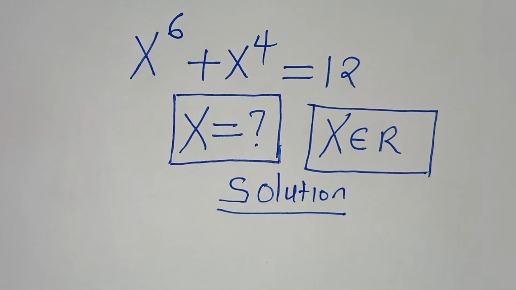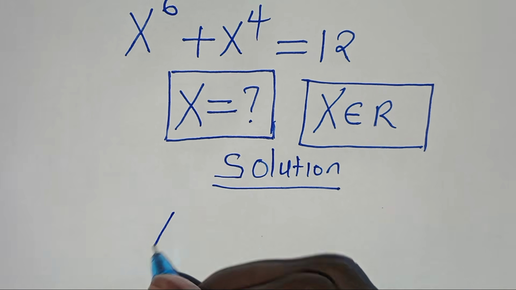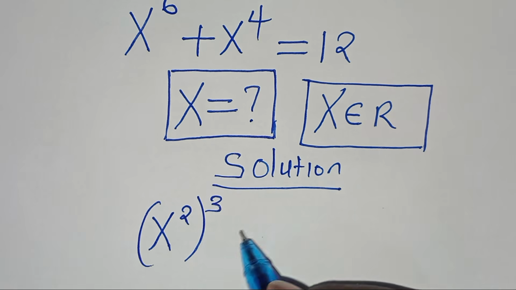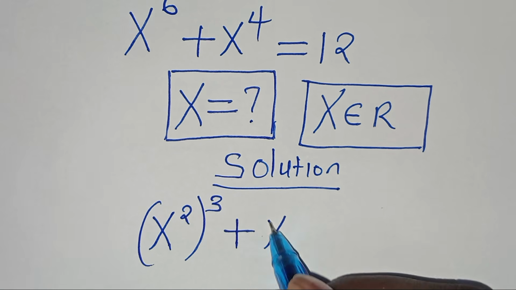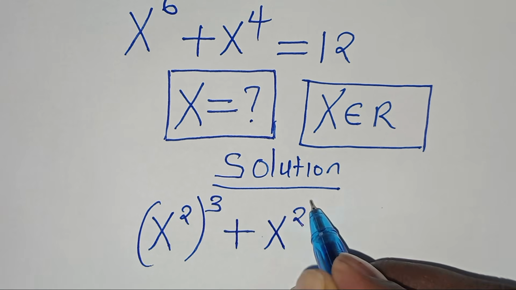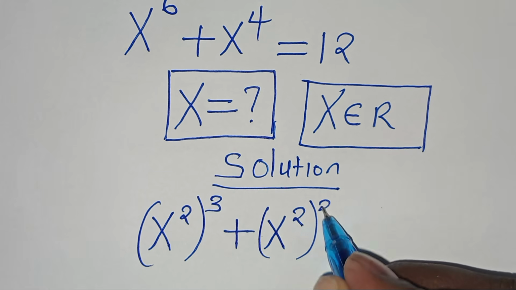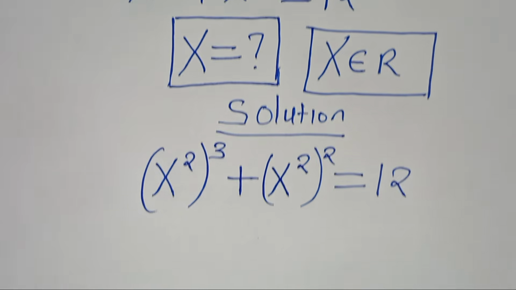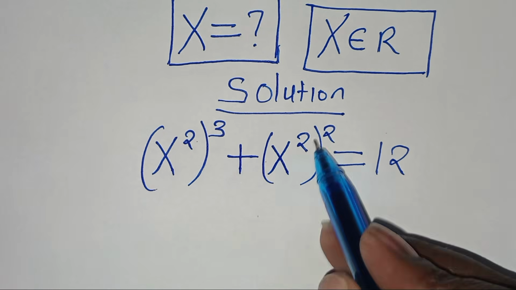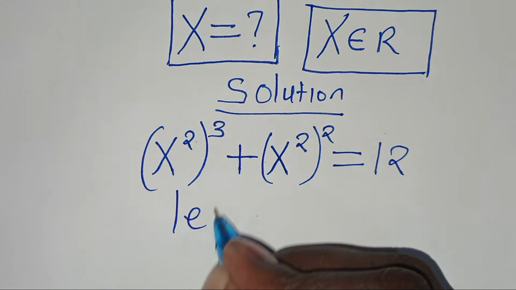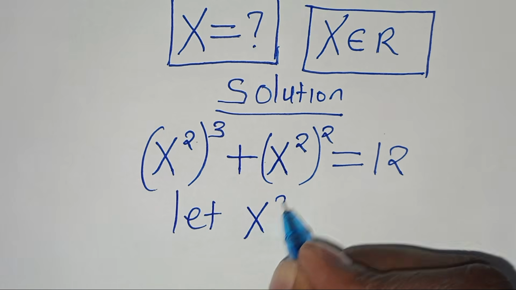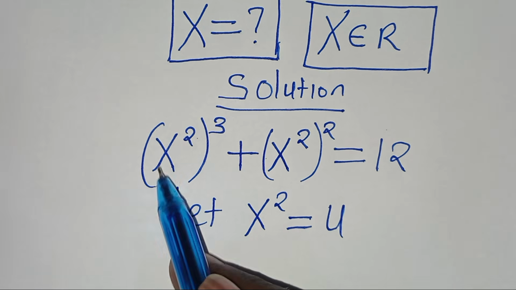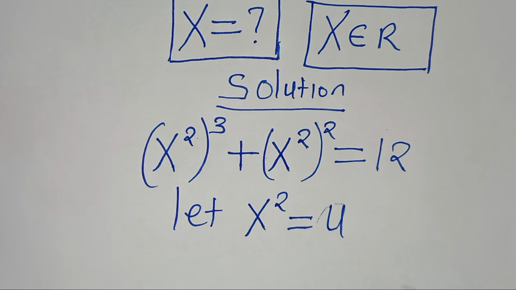We can express x to the power of 6 as x to the power of 2 raised to the power of 3, then plus x to the power of 4. We can express this as x to the power of 2 raised to the power of 2. This is equal to 12. x to the power of 2 is common here, so we can let x to the power of 2 be equal to u. So let's express this equation in terms of u.